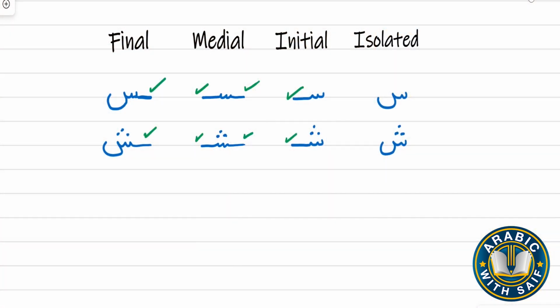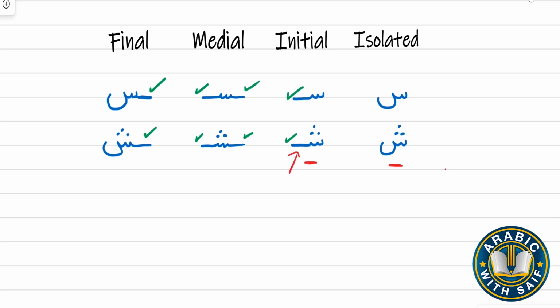If you understand well letter Seen's different forms, it will be easy for you to know Sheen's different forms because they have the same shape. Let's see letter Sheen's 4 forms. We know the isolated form of Sheen as we studied in level 1. If Sheen is in the beginning of a word, it will be the same as Seen, but with 3 dots in a triangle shape, allowing it to connect any letter after.